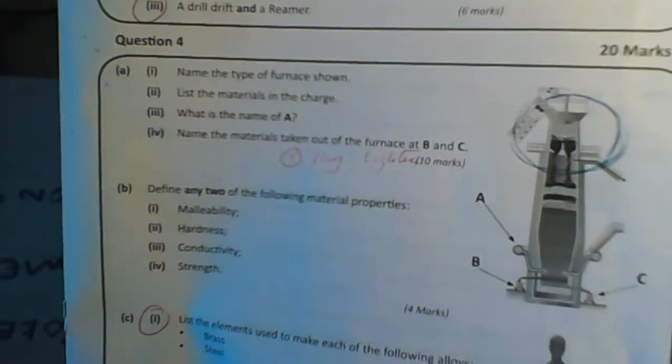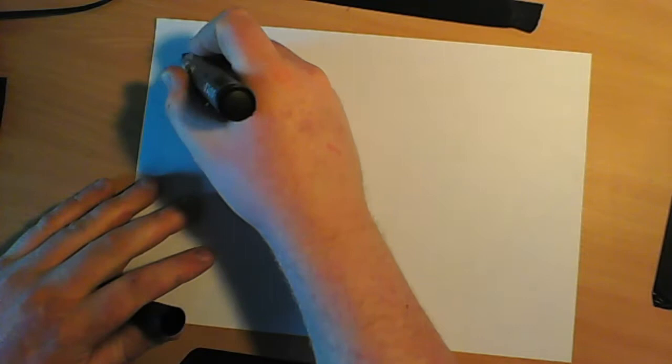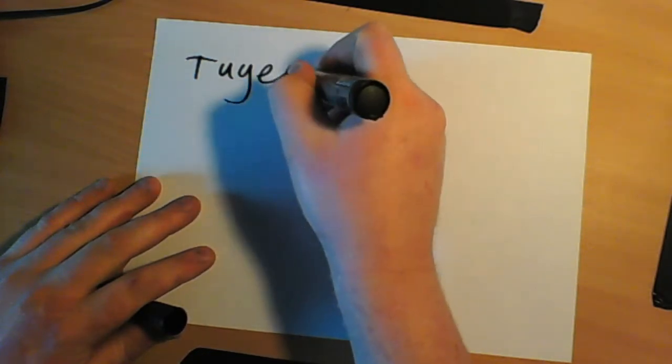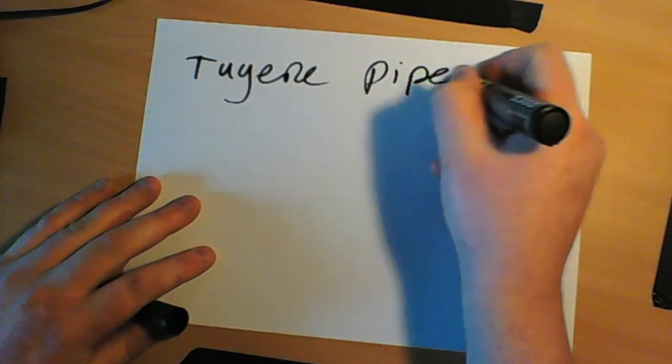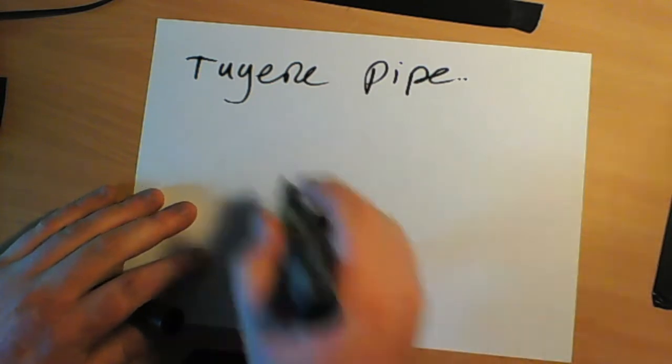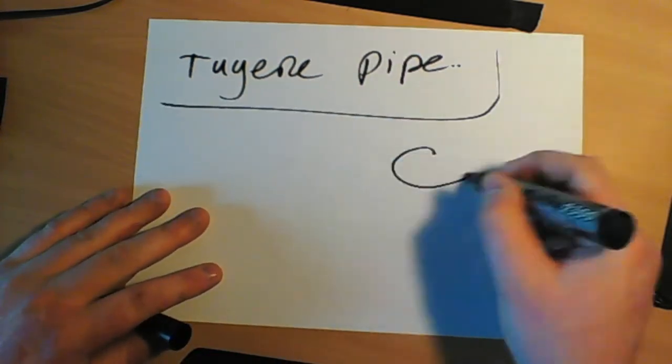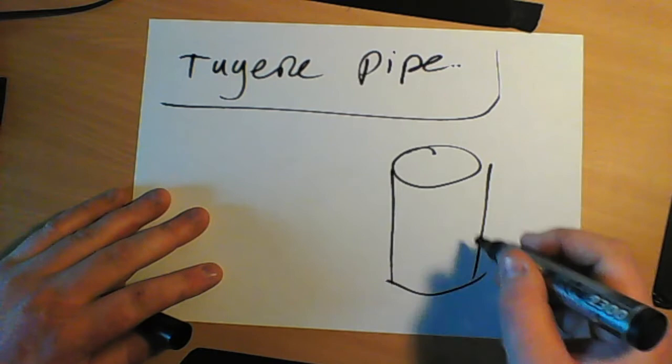What is now part A? I said coke is used to heat it. Another thing that's used to heat it is called a Toye pipe. I'll show you how to spell it now. What a Toye pipe is, it's Tuyere pipe. What that does is, you have your furnace. So this is the furnace here. Great drawing of a furnace.